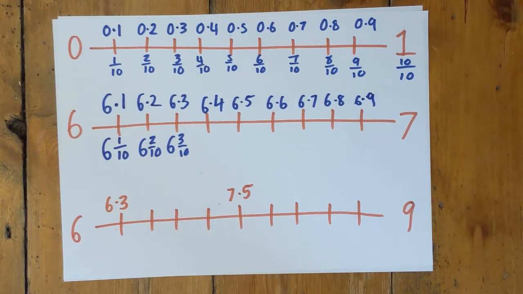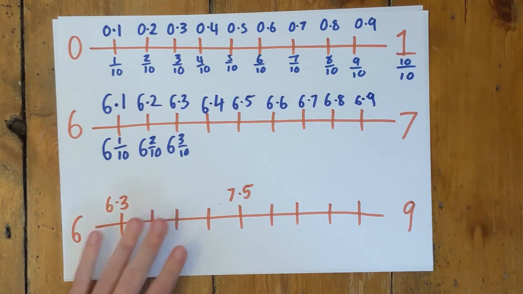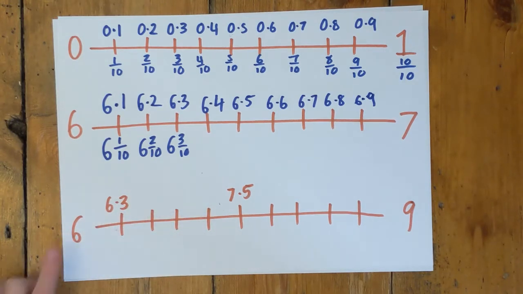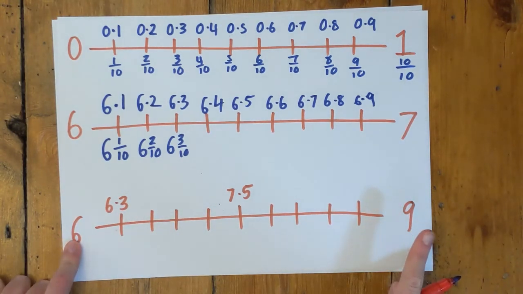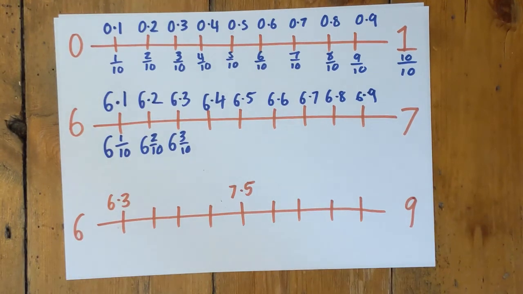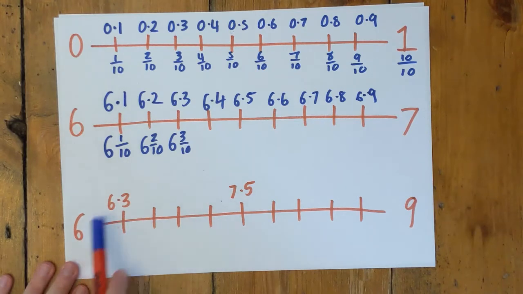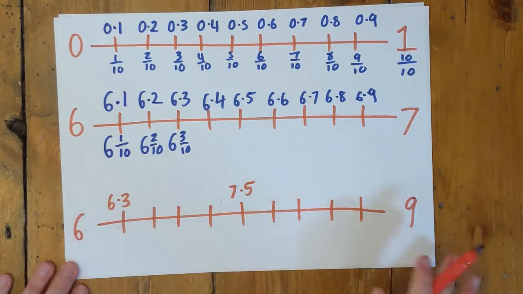So I've got an example here. My numbers are different to yours, remember? So here, I'm starting from whole number 6 and I'm going to get to whole number 9. I already noticed straight away, right, I'm not jumping in 1 tenth at a time because I've got to 6 and 3 tenths. Now, let's use the number line to help us.